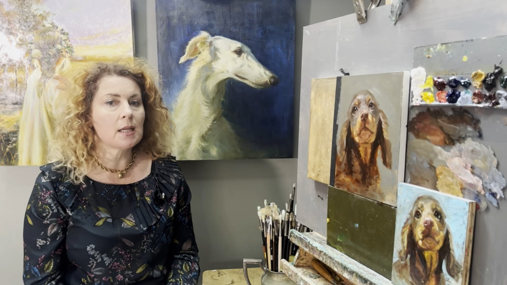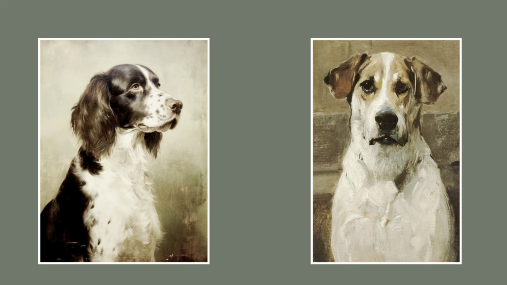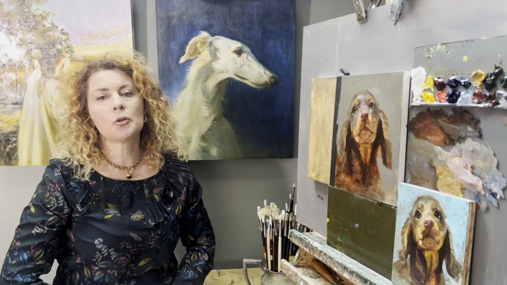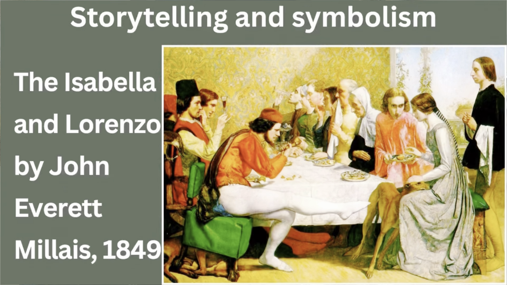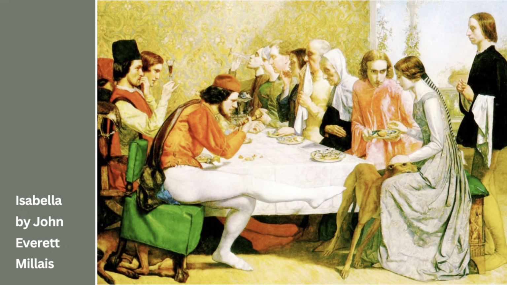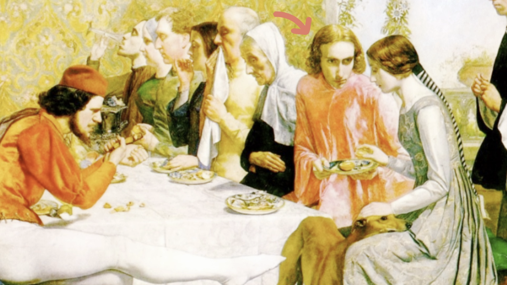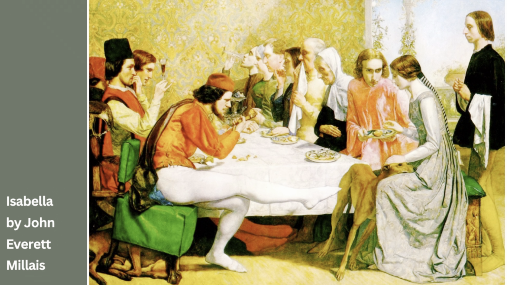Dog portrait as an independent subject matter did not develop until the early 17th century in England and Netherlands. Let's look at how beautifully the story of forbidden love is told in the painting titled Isabella by John Everett Millais. The scene depicts the last dinner before Isabel's brother killed her beloved Lorenzo, who is shown here serving her a plate of oranges, symbols of fertility and marriage, which were not meant to be shared between them.